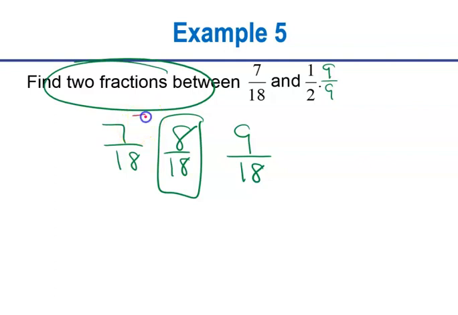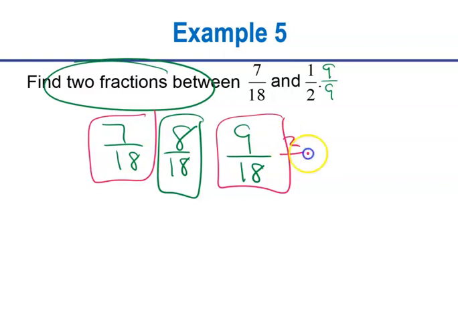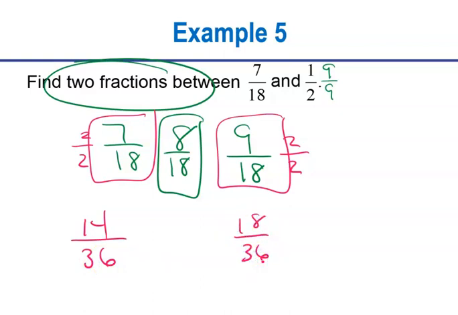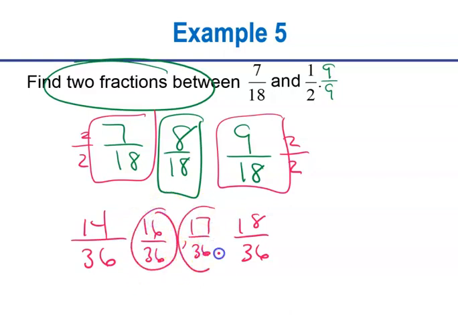Okay, so remember in pink, these are our endpoints. I've already found one fraction, 8/18, that fits in between there. But let's multiply these by 2. So 2/2 here. This is going to make our denominator larger. So this is going to be 14/36 versus 18/36. Hey, if I multiplied the one in green here by 2/2, this would give me 16/36. That's already an in between. What else could we use? How about 17 over 36, and we've done it. We found two fractions in between.